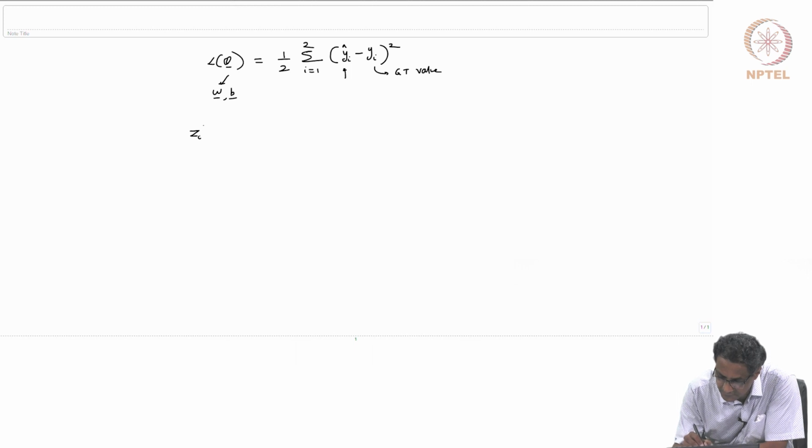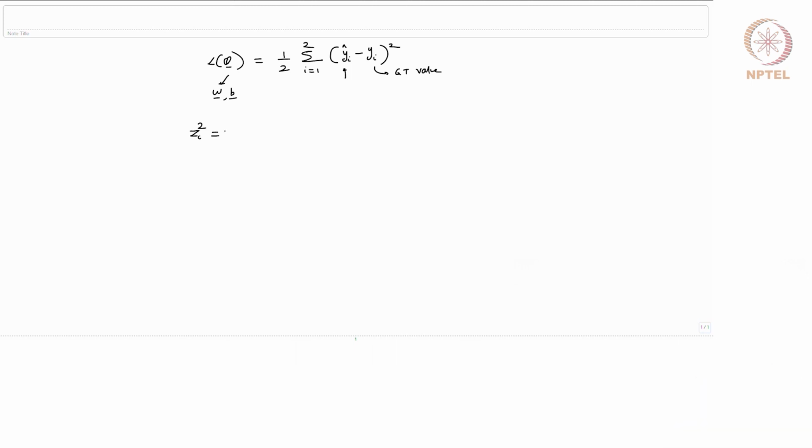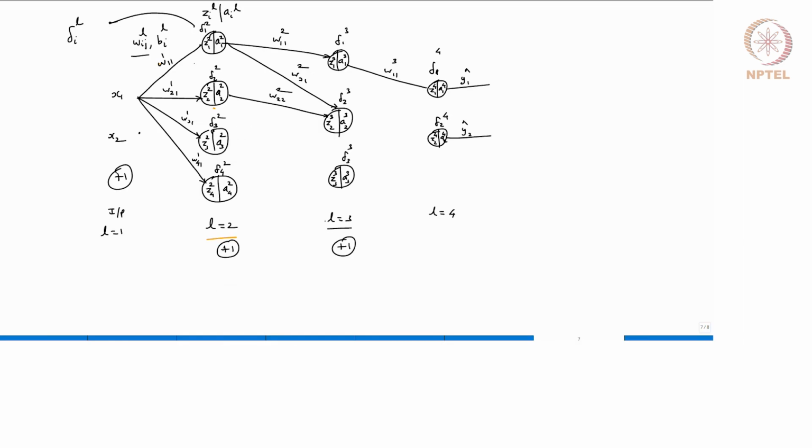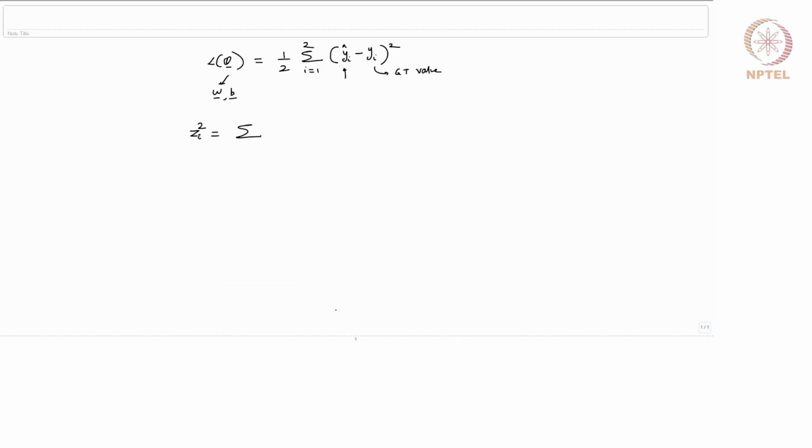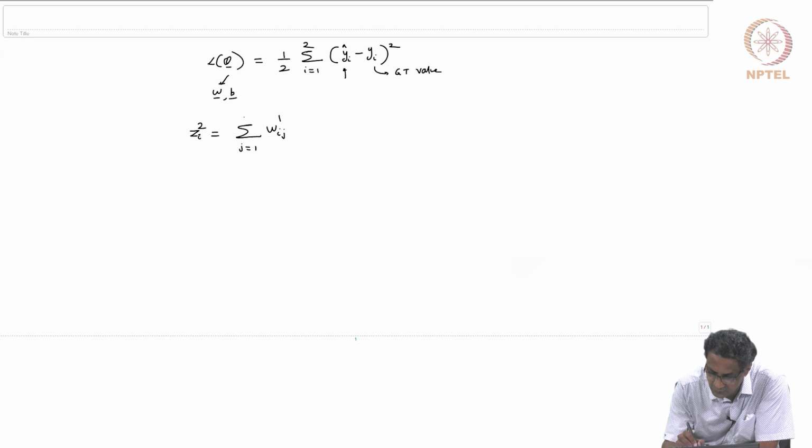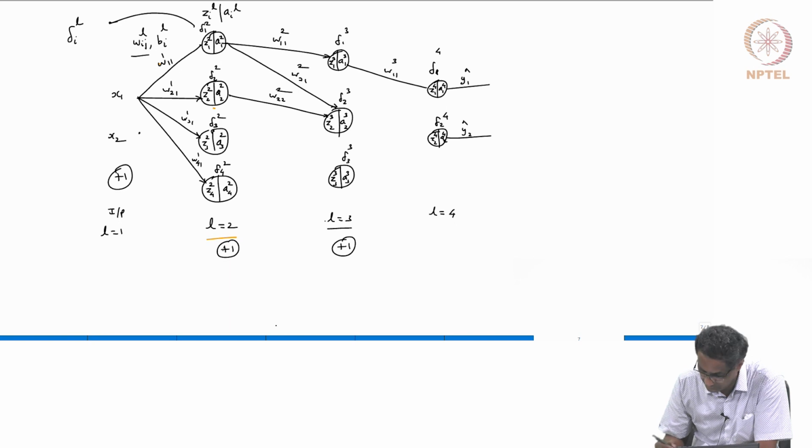So Zi2 will be a summation. Zi gets inputs from x1 and x2, and therefore this will be the summation of Wij^1, because that's the weight for the layer going from 1 to 2, with j going from 1 to 2, times xj, because that's the input, plus you have bi^2, and i going from 1 to 4. You have to see how many neurons are sitting there.